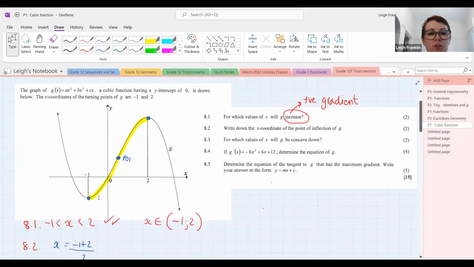Why do we have to do it this way in this case? Why is there no other way to do this here? What haven't they given us? Or what I'm trying to ask you is, what is the other way that we calculate the x coordinate at the point of inflection? Can anybody tell me?